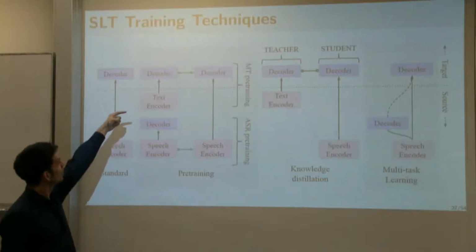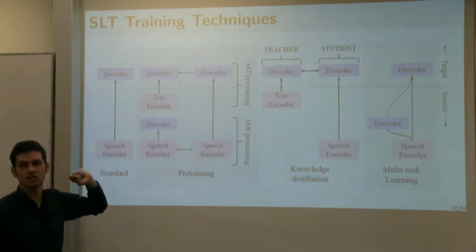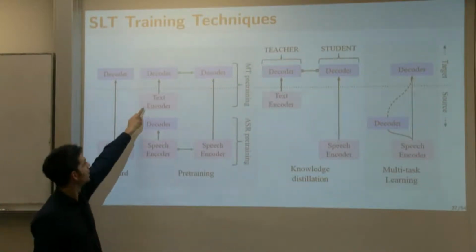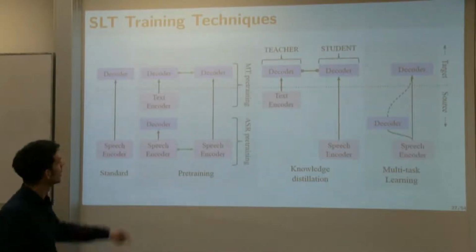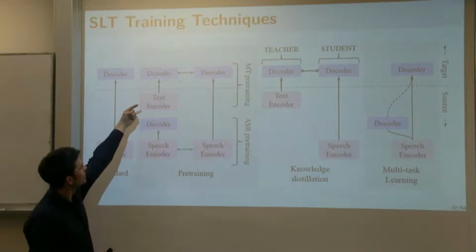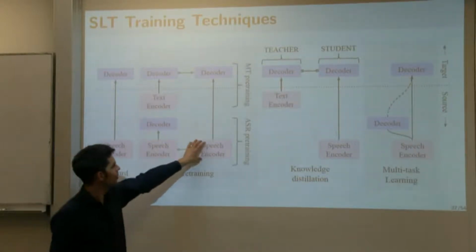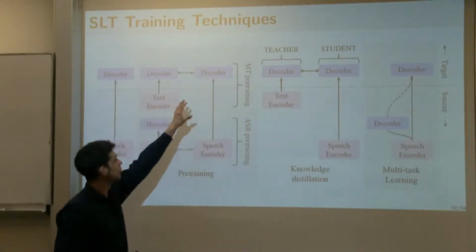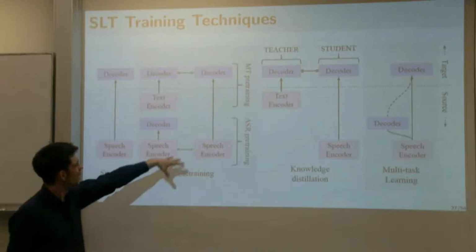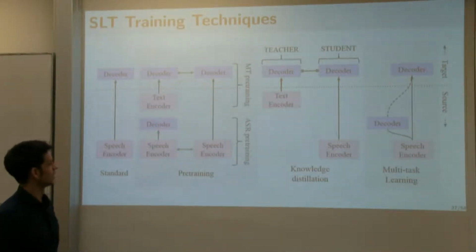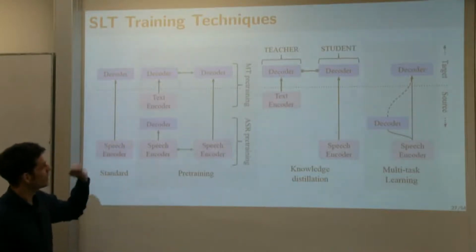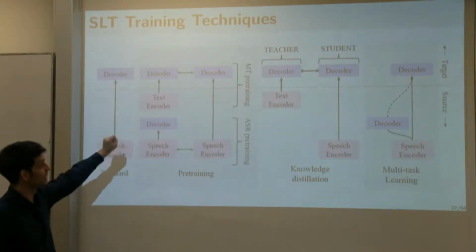And then you would pre-train the translation system, where the input is the text in the source language and the decoder is producing the target language. And again, you would pre-train this, and then you would reuse the speech encoder and the decoder from the translation phase and fine-tune it on the small SLT data set. So this is the pre-training that utilizes the additional data.